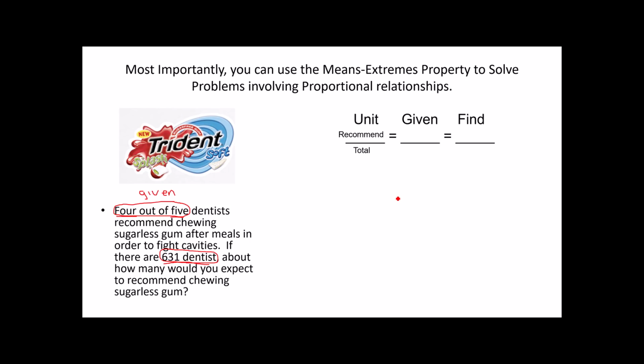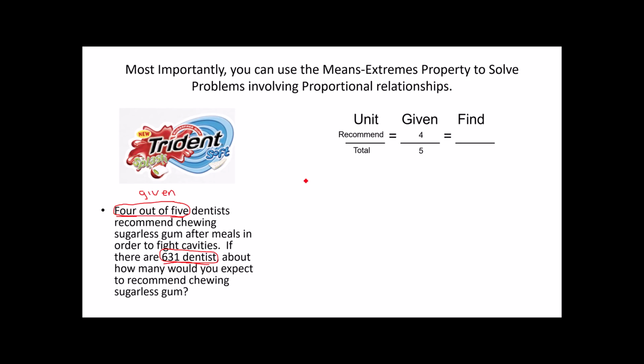The hardest part for students at any grade level in setting up a proportion for a word problem is making sure the numbers go in the right place. Once the numbers are in the right place, almost everybody solves these correctly. The most difficult thing is getting them in the right place. This is the best way to make sure that happens, is by having this unit ratio written. Notice they told me 4 out of 5. So I know I've been given 4 people recommend out of a total of 5 people.